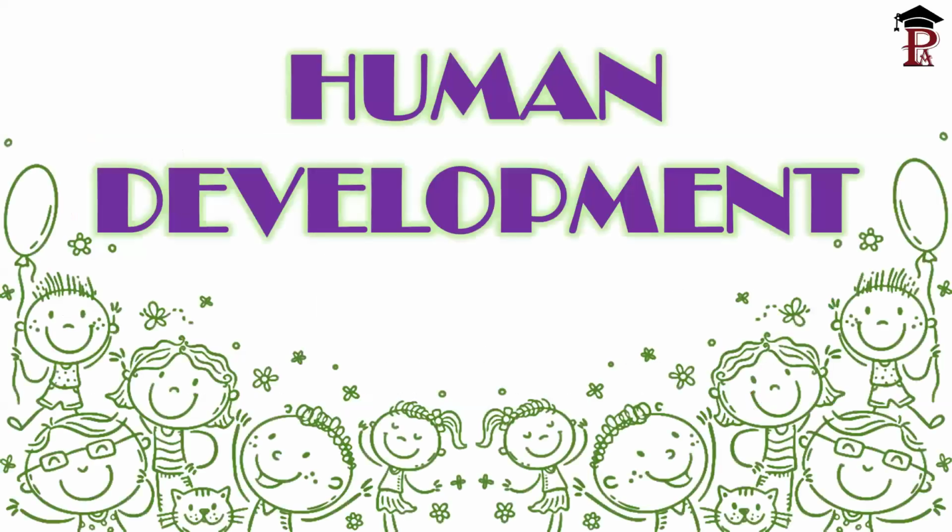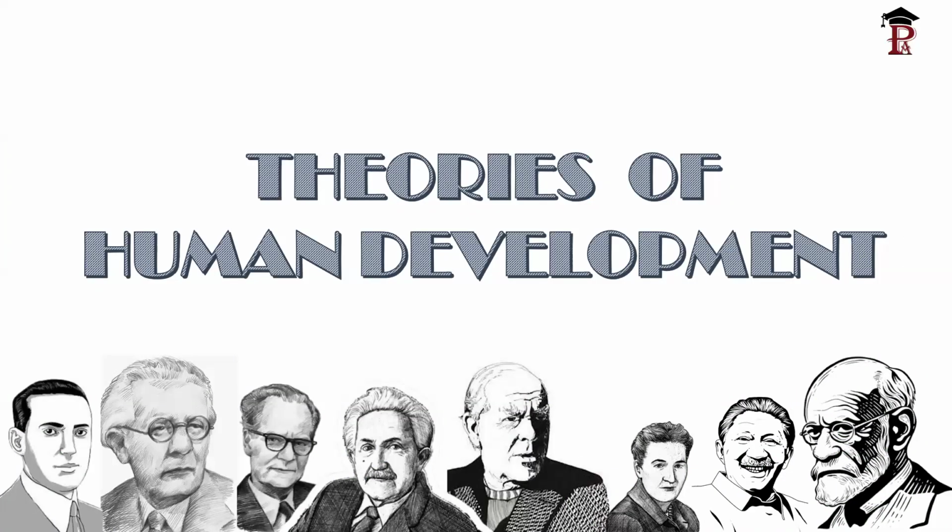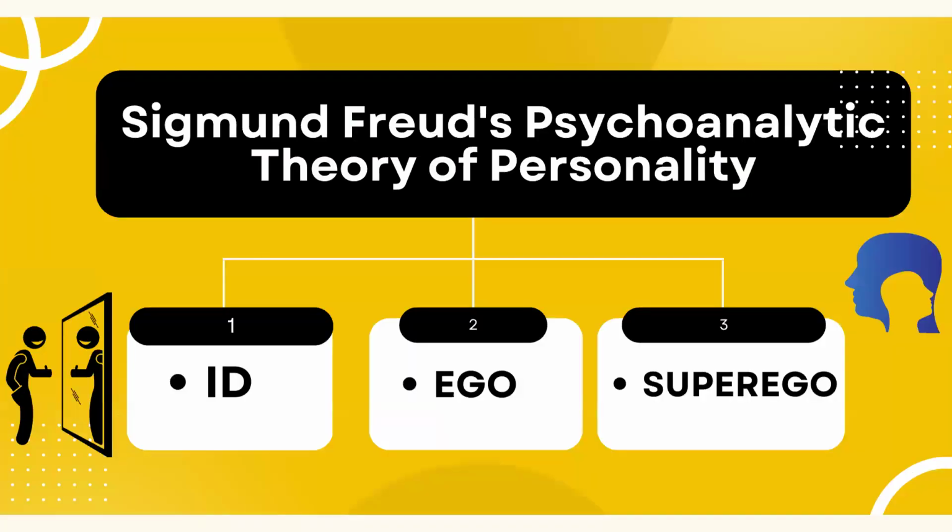So let's begin with the human development unit. Here we are starting with the theories of human development, as I have told you in the starting. With the starting of the theory, the first thing that pops up in our mind is the theory of Sigmund Freud. So we'll begin with him. Sigmund Freud has given two very important theories, that is psychoanalysis and psychosexual theory. First, we will start with the psychoanalytic theory of personality, in which he has talked about id, ego, and superego. So we'll see what is id, ego, and superego.